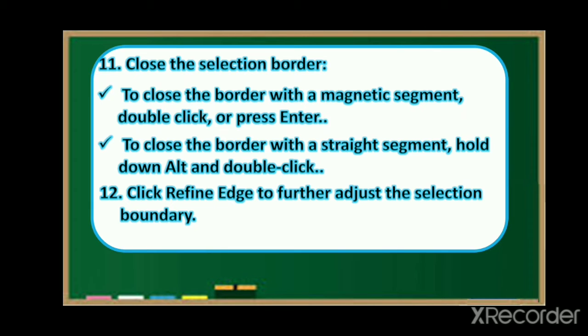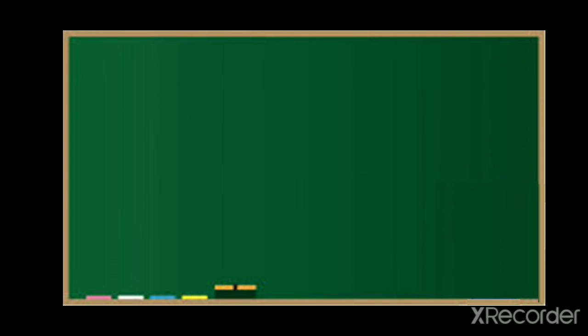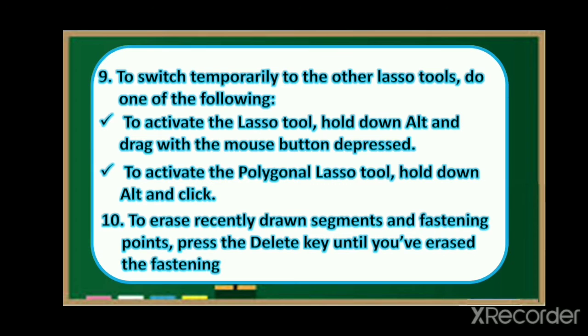To activate the polygonal lasso tool, hold down Alt and click. Next, to erase recently drawn segments and fastening points, press the Delete key until you erase that fastening point.